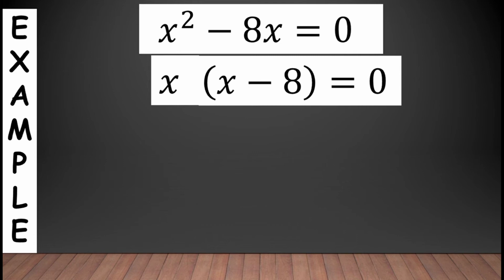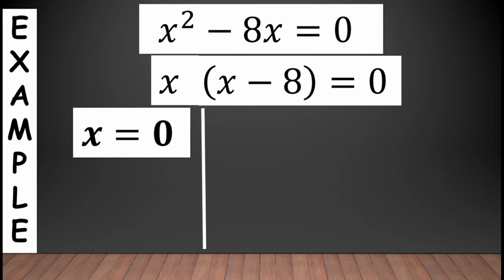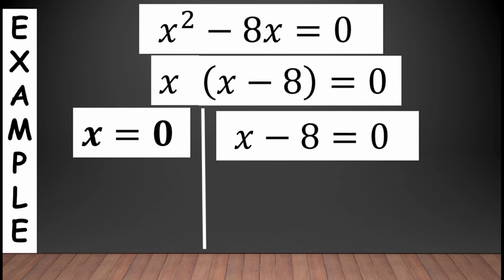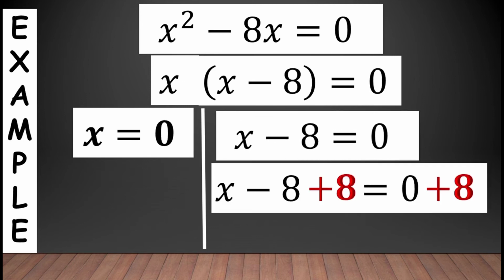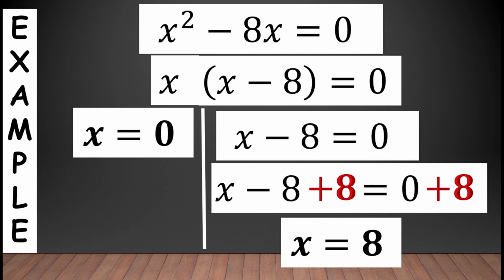We will set each factor equal to 0 as we apply the zero product property. This means x is equal to 0 and x minus 8 equals 0. It is very obvious that our first solution is already equal to 0. In this case, we will solve for the second solution by simplifying x minus 8 equals 0. Using the addition property of equality, add 8 to both sides, then simplify. The second solution is equal to 8.